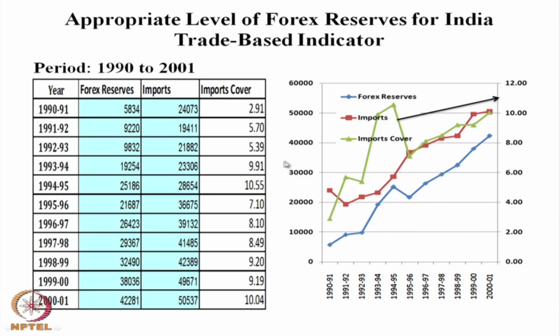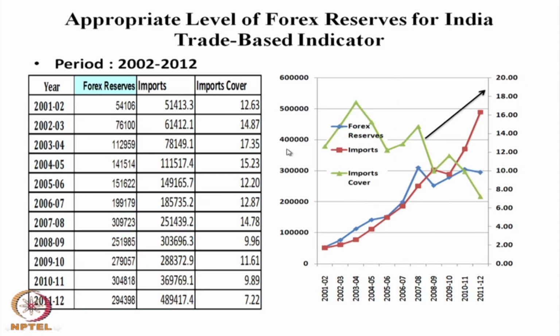And if you see the graph, the blue line is the foreign exchange reserve, the red line is the import requirement, and the green line indicates how many months of import you can cover over the year. This import cover has been increasing over the years. The secondary axis indicates the number of months, and up to 2001 we had 10 months of import cover that the foreign currency reserve was providing.